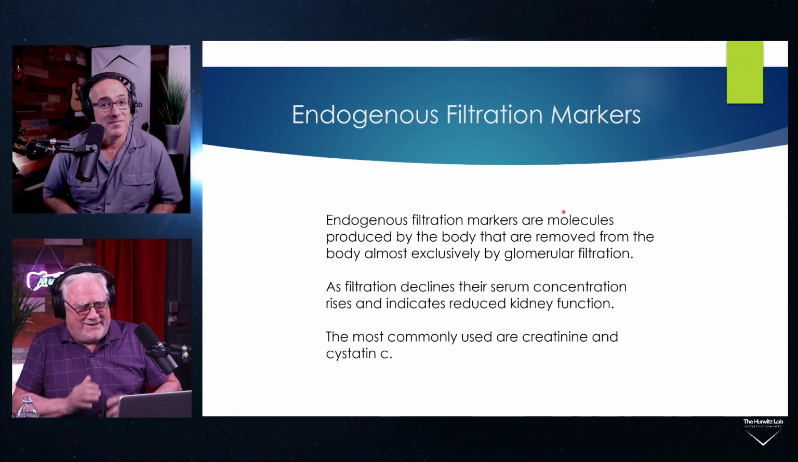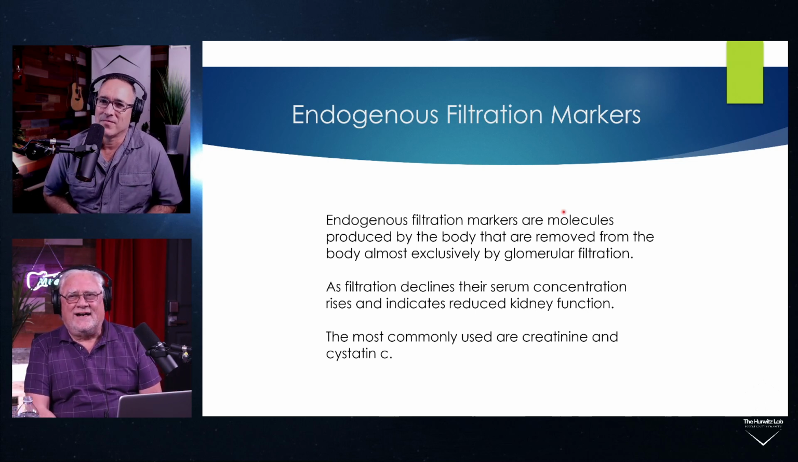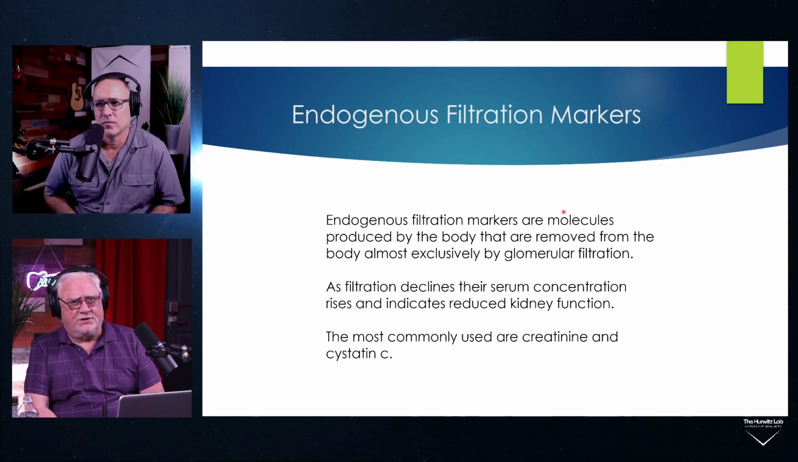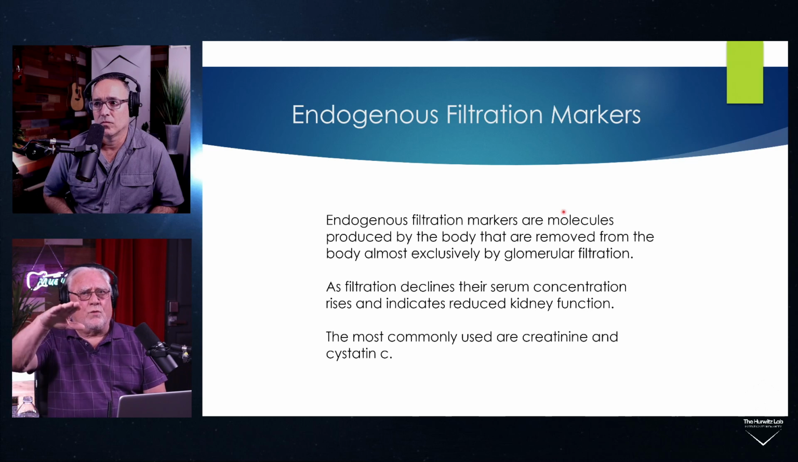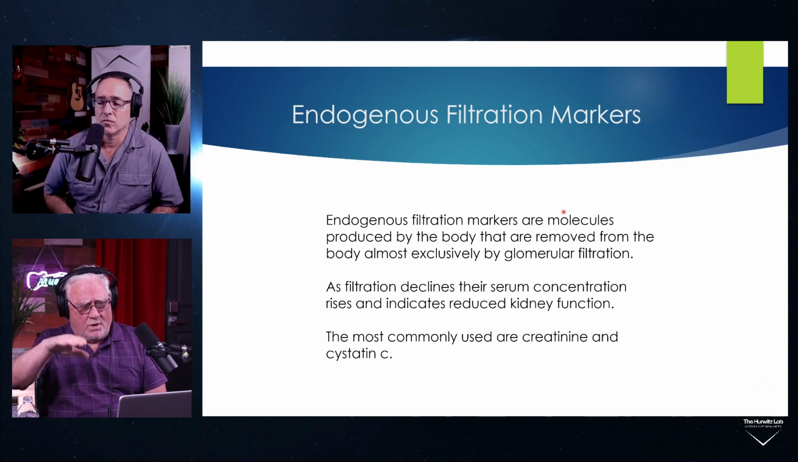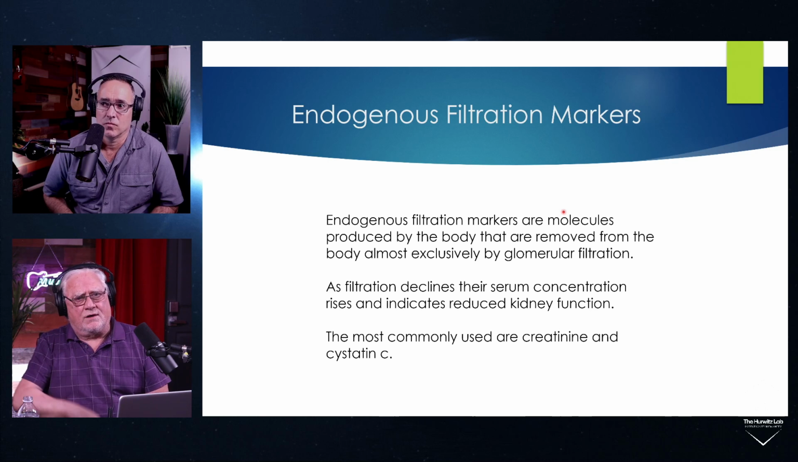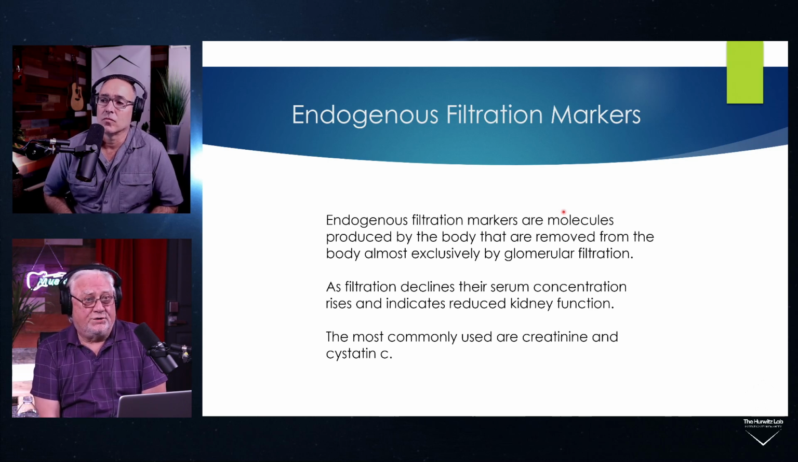But back to endogenous markers, they're freely filtered, and so they go up in the blood as the kidney function declines. And if it's a good filtration marker, elimination from the body is entirely dependent on kidney function. There shouldn't be any other mechanism of eliminating that solute. So whatever the rise is in one of those plasma filtration markers is going to be proportional to a reduction in your filtration rate. Got it.